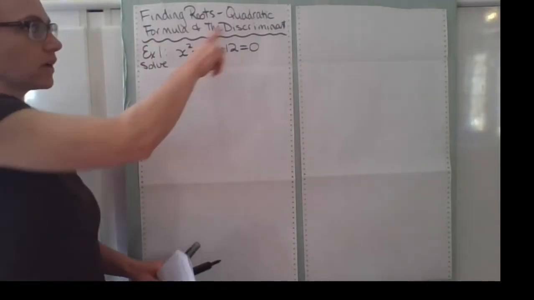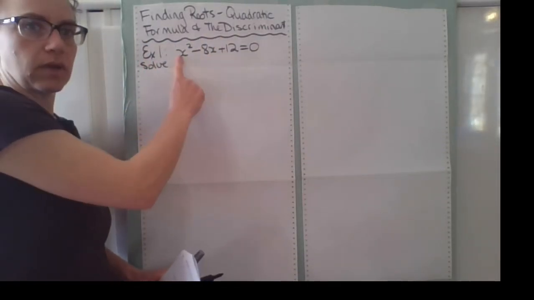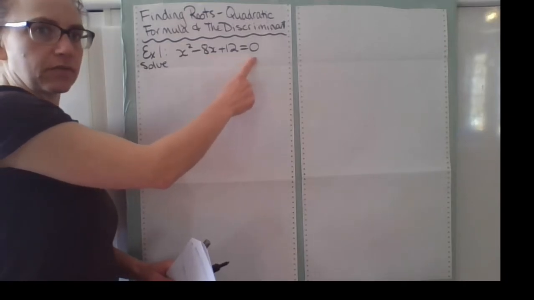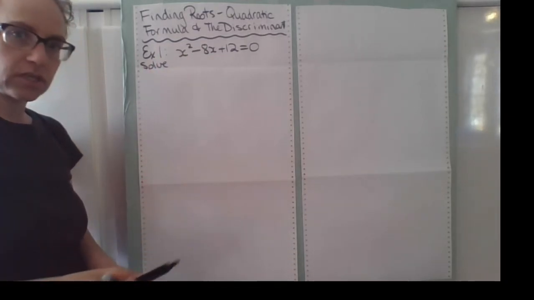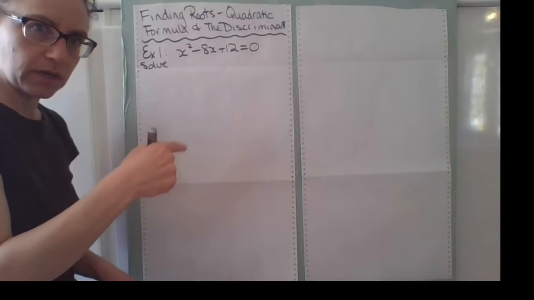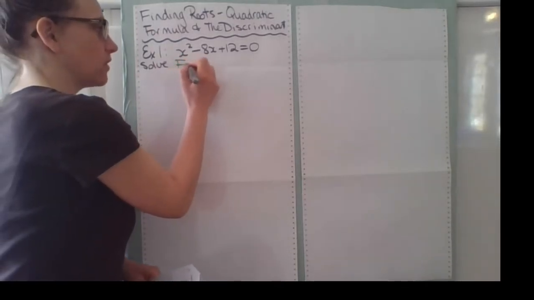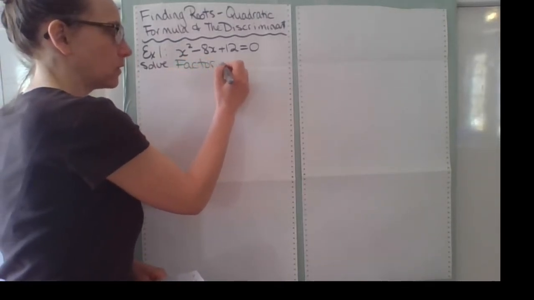All right, so let's look at finding our roots, and this time I'm going to give you x squared minus 8x plus 12 equals 0. We already spent a bunch of time working on factoring, so let's just recap it real quick. We can solve it by using factoring.